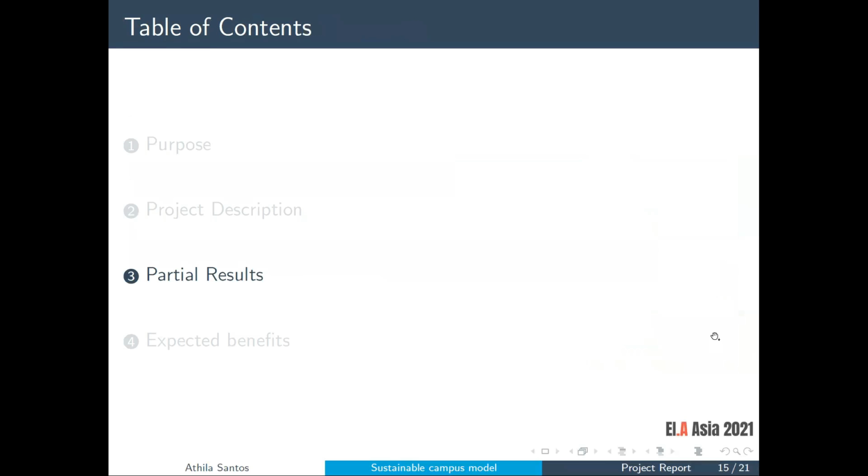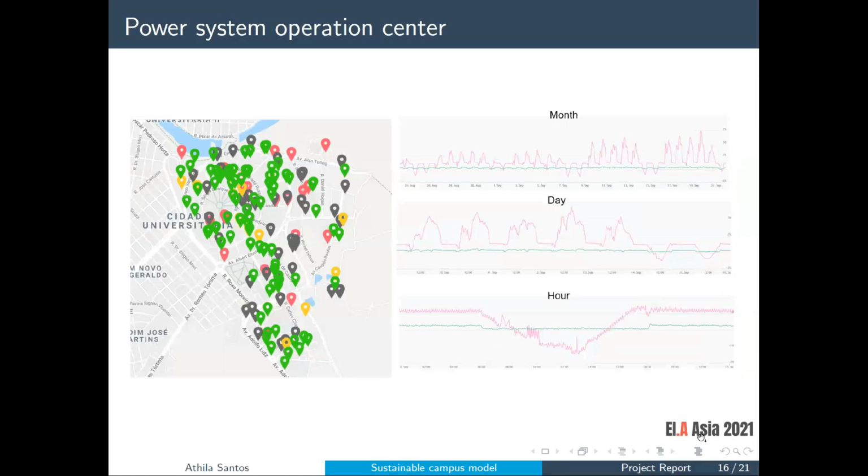So some of the partial results that we have so far: we have more than 300 IoT devices installed. So it is a big investment to monitor a lot of these measurements, and consumption is one of them. We need to make sure that all the buildings have at least one point of common connection, and then we can measure these systems.